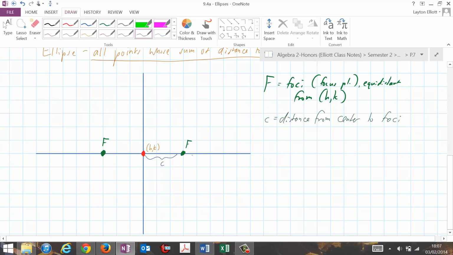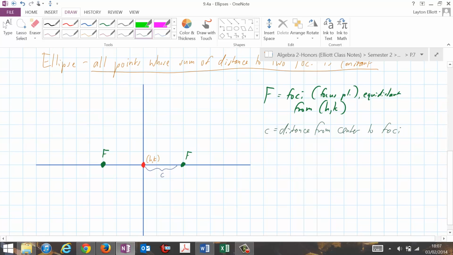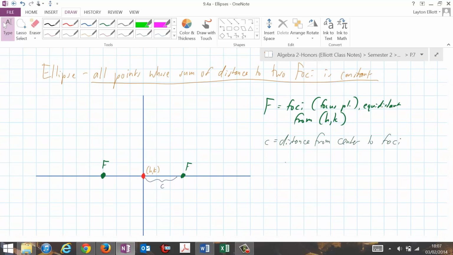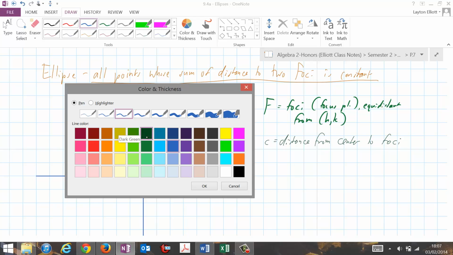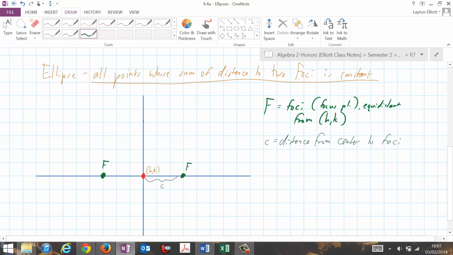The next thing we need is a distance, and I need some sort of distance because this says all the points whose sum of distance to two foci is constant. Well, if I put a point maybe up here, and I'm going to want a different color for this. Let's do a darker green. Put a point up here, and I draw a diagonal line connecting that to the focus, and then this one to the other focus.